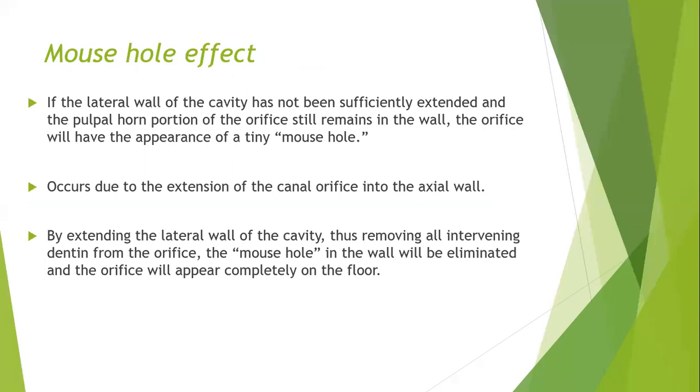Then, mouse hole effect. If the lateral wall of the cavity has not been sufficiently extended and the pulpal horn portion of the orifice still remains in the wall, the orifice will have the appearance of a tiny mouse hole. This occurs due to the extension of the canal orifice into the axial wall. By extending the lateral wall of the cavity and removing all intervening dentin from the orifice, the mouse hole in the wall will be eliminated and the orifice will appear completely on the floor. This can be asked for your viva also: what is mouse hole effect?